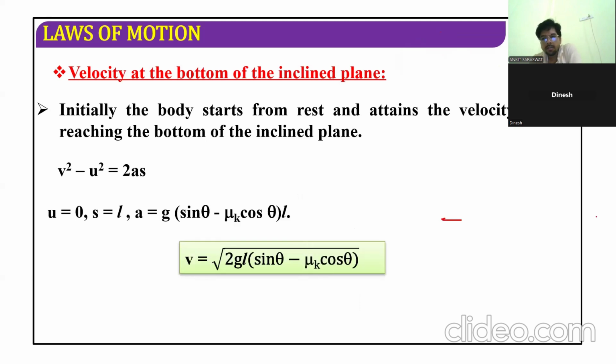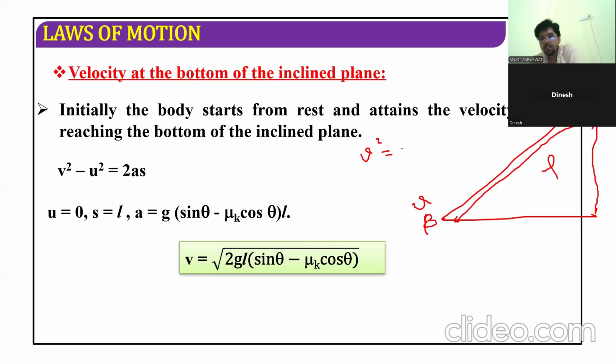Here, like this. This is the inclined plane. The body starts from A. Clear? This is the distance L. Here the velocity will be what? v square, u square, 0, initial velocity, rest. Okay. A you already saw. What is A? Displacement L. You get the value. Clear?